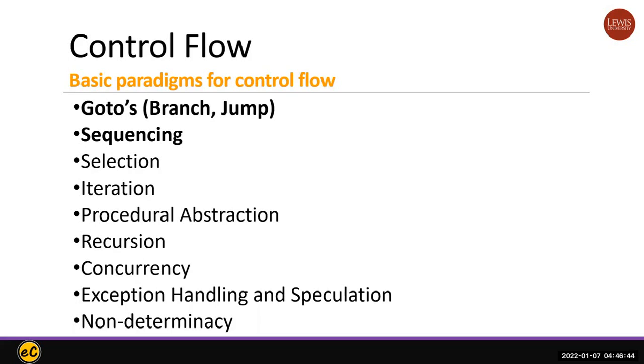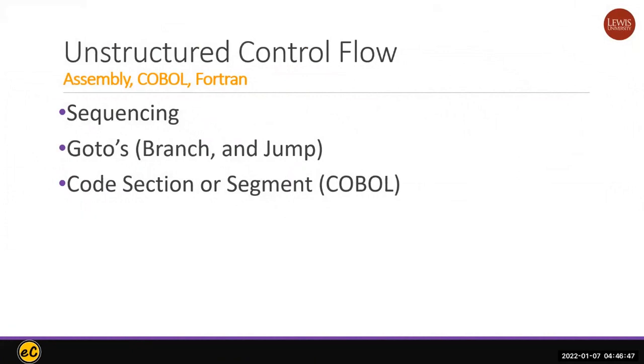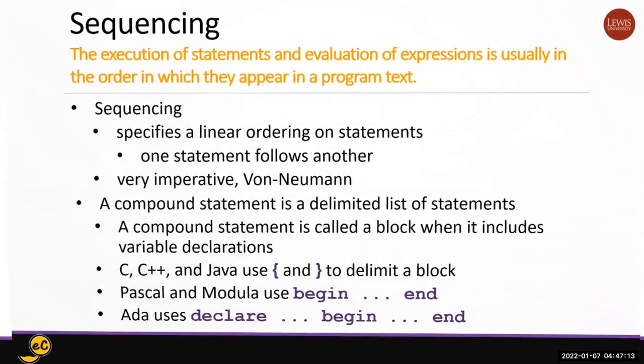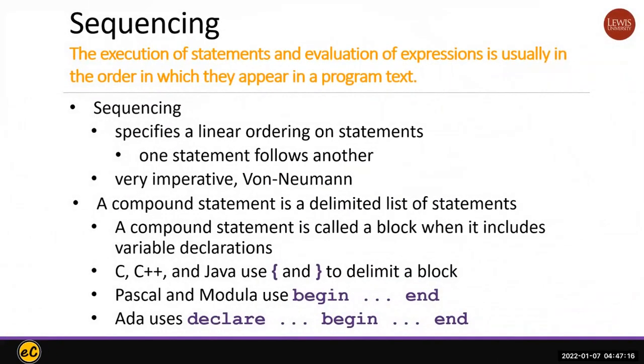And here, this is the first unit. This is a very simple control unit. And usually, COBOL, Fortran or assembly use this kind of unstructured control flow, sequencing and go-to. Unstructured control flow uses the go-to statement a lot. And nowadays, this kind of go-to is not commonly used, and we don't encourage people to use that. Okay, but we just talk about this: the old days programming is sequential, it specifies a linear ordering on statements, one statement after another, and is a very pure imperative machine.